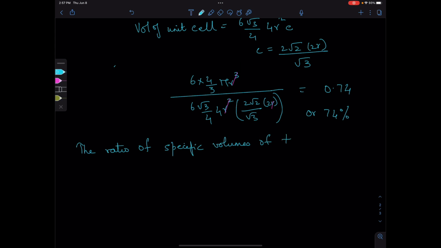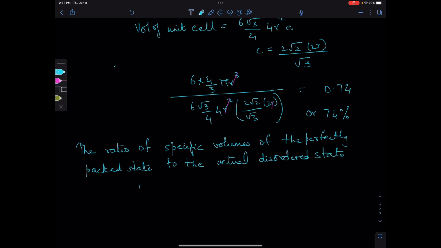So the ratio of specific volumes of the perfectly packed state to the actual disordered state is 0.74 is to 0.72, which is 1.03.